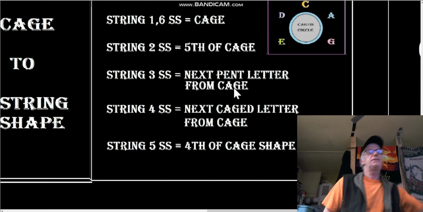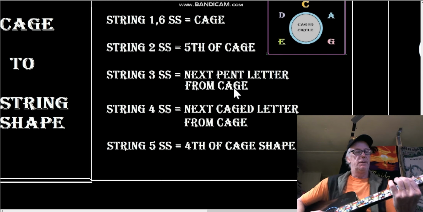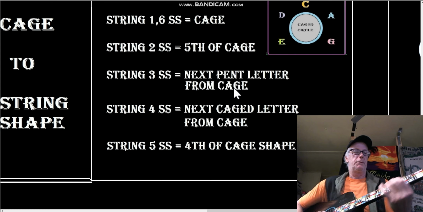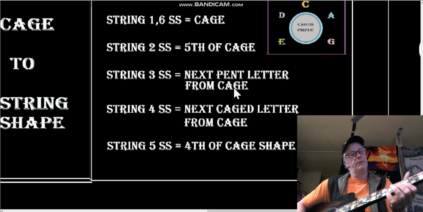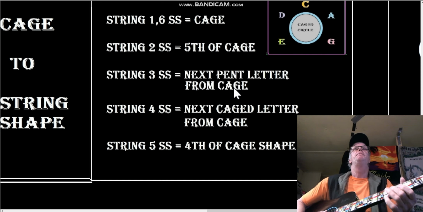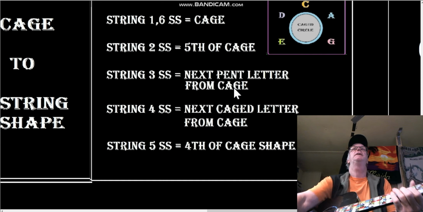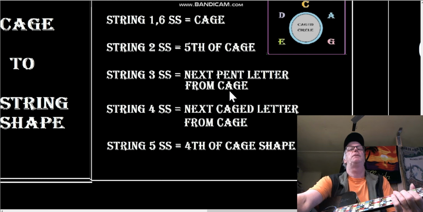Okay, so if we're in the C box, remember the string shapes in C are 3, 4, 5, 6, 7, root 2, 3, 4, 5, 6, 7, root 2. And then 1 and 6 are the same, so it's 3, 4, 5. String 3 in the pent is the next pent cage letter from C.